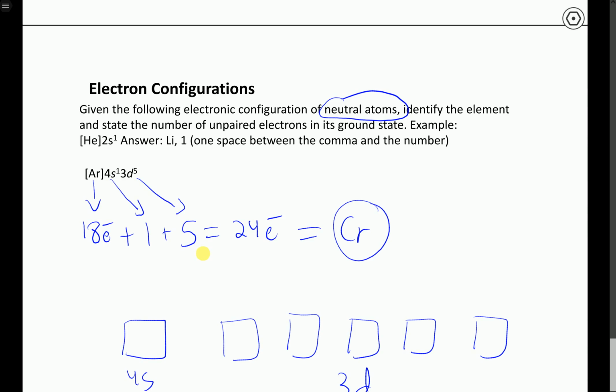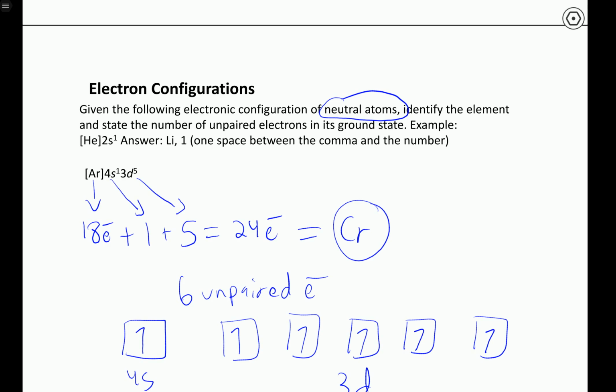So if we put the electrons in, there's 1 electron in the s orbital, and we have 3d5, and Hund's rule tells us we have to add 1 electron in each orbital, all with the same spin, before we pair them up. So with 5 d electrons, we've put 1 single electron in each d orbital, so we have 6 total unpaired electrons, because one of them is in the 4s subshell, and then we have 5 unpaired electrons in the 3d subshell. So a total of 6 unpaired electrons. If we were writing the answer in Blackboard, the correct syntax would be chromium, or Cr, comma, space 6.